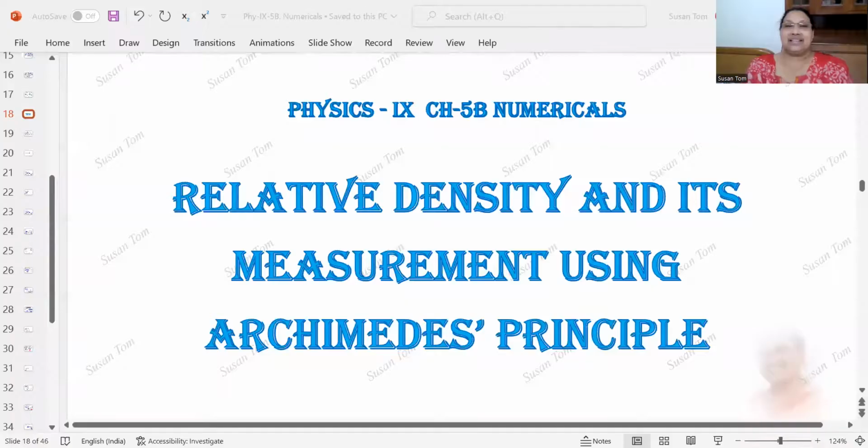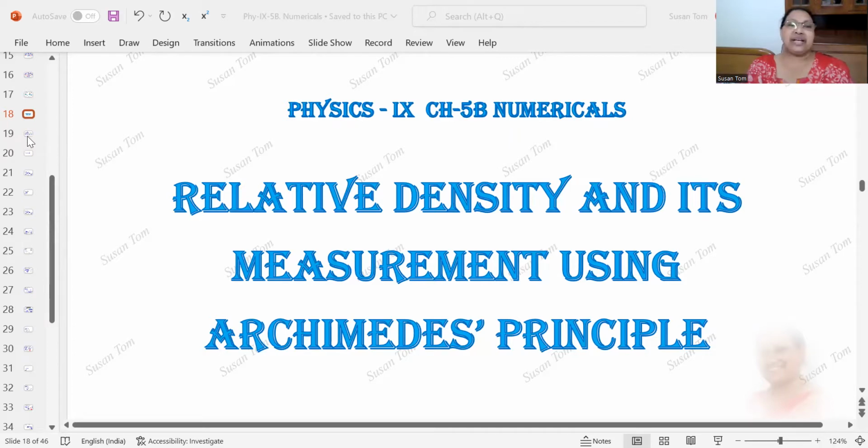Determination of relative density by using Archimedes principle. That is ICSE Physics Class 9, 5th chapter, whose B part numericals: relative density and its measurement using Archimedes principle.